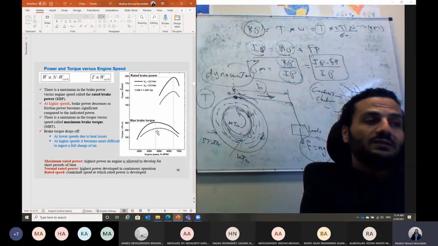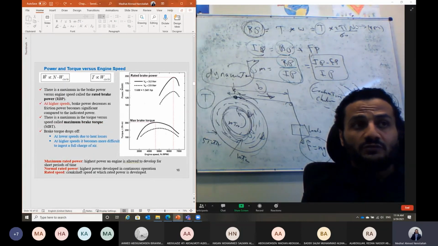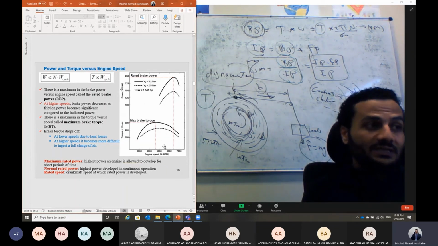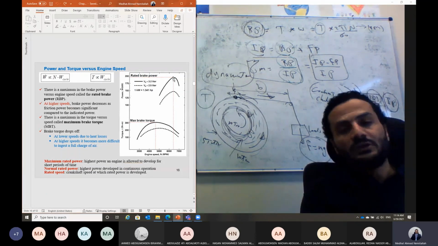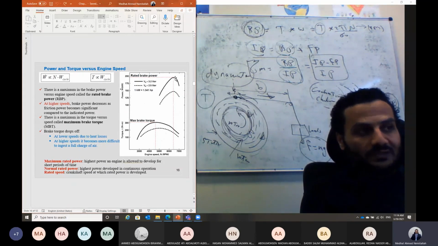So here, this is an indication diagram. Usually the torque is not a function of the RPM. Look here, the brake power is equal to torque multiplied by omega. So brake power is a function of the RPM. And as the RPM increases, as you can see here, the brake power will be increased in this case, but up to a certain limit.